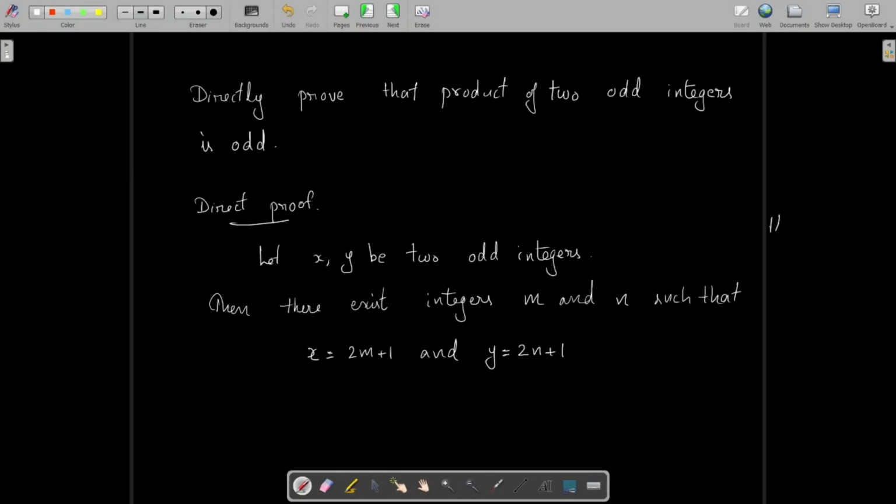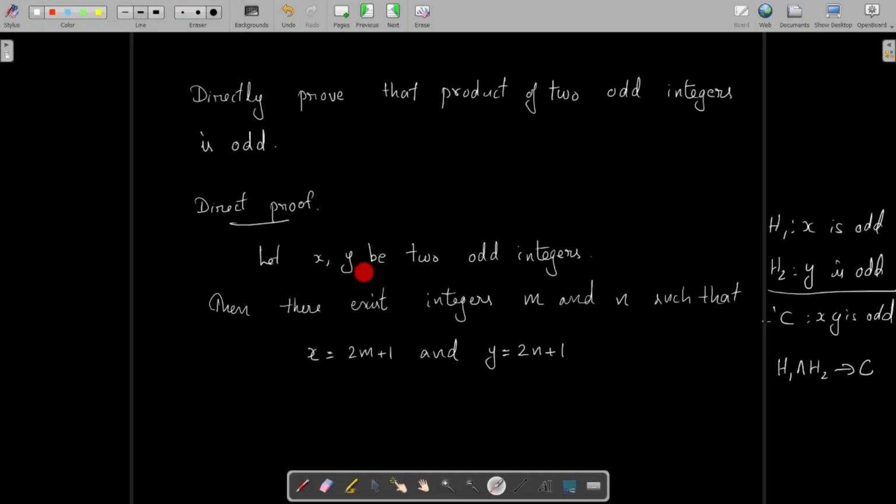So first hypothesis H1 is x is odd. Second hypothesis H2 is y is odd. And our conclusion C is x into y is odd. So this is the theorem we want. So the theorem we want to prove is H1 and H2 implies the conclusion C. So we have taken x and y as odd integers.